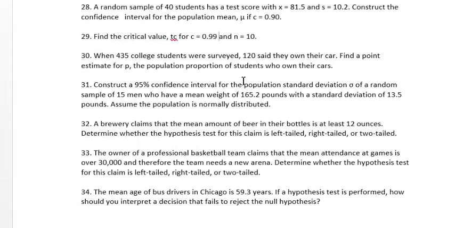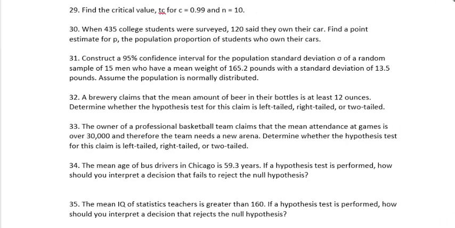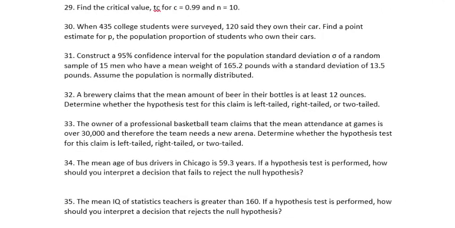Okay. Number 30. When 435 college students were surveyed, 120 said they owned their own car. Find a point estimate for the population proportion of students who own their own car. Well, that's a really complicated way of saying the average. Remember, they're not asking for a standard deviation. They're not asking for anything complicated over here. They're just looking for a point estimate. So 435 and 120 have their own car. That would mean 120 divided by 435, which is what? Well, let's take out the calculator.